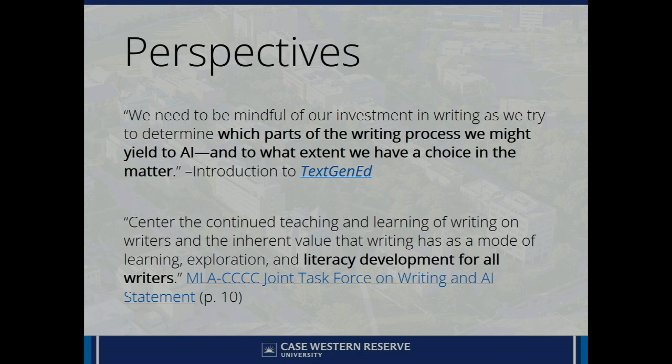These two quotes that I have up on the screen right now are taken from some materials produced by writing studies scholars. The first is TextGen Ed. It's a great resource that offers different activities, lesson plans, things people have done and tried with Gen AI in their classrooms. And they talk about the writing process, which, as Matthew said, is always our emphasis over the writing product, and to think about to what extent we have a choice over how these things become or don't become part of our writing processes.